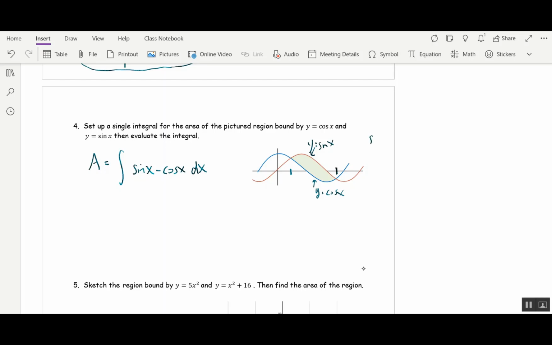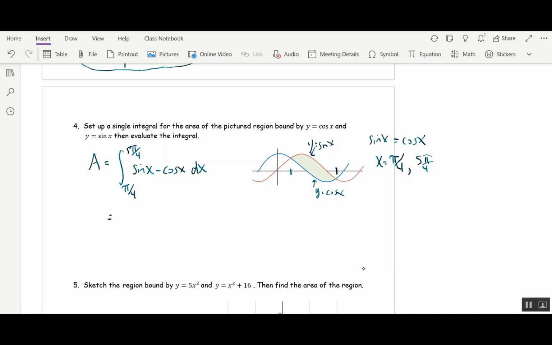So sine x equals cos x. The first place that happens in quadrant 1 is pi over 4, where they're both positive. And the second place it happens is over in quadrant 3, where they're both negative. So those are the limits on the integral, pi over 4 to 5 pi over 4. All right, and this time we are going to evaluate.